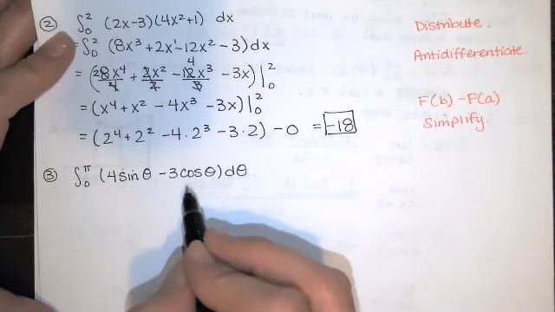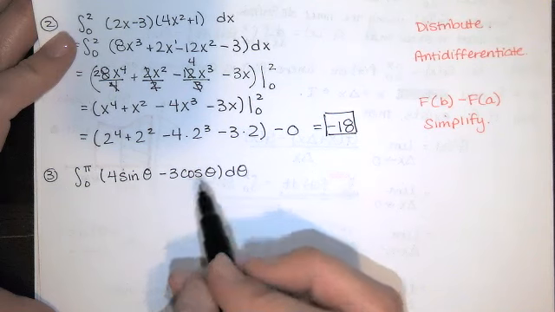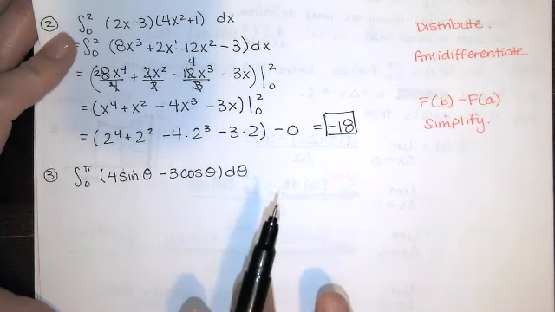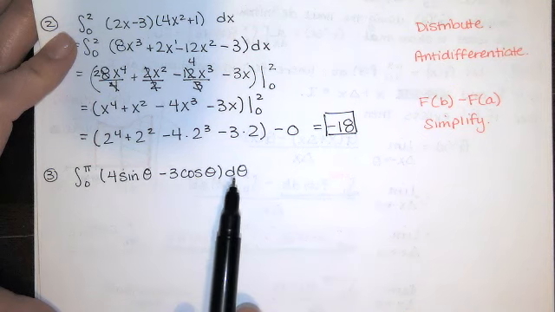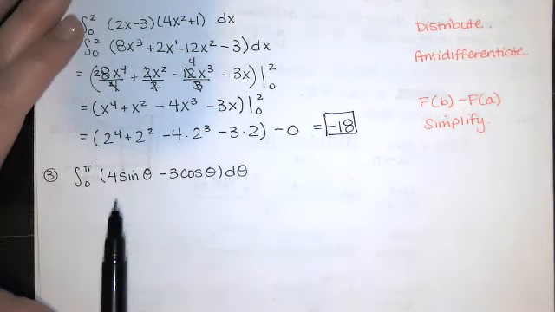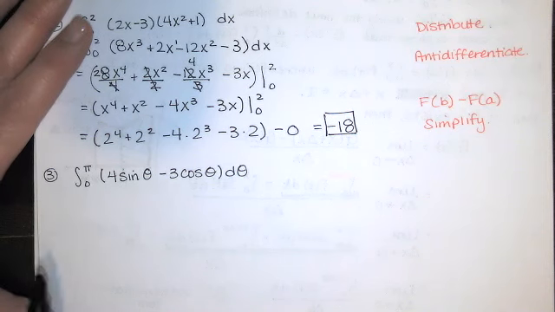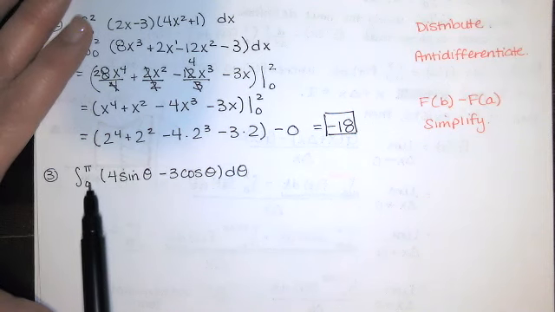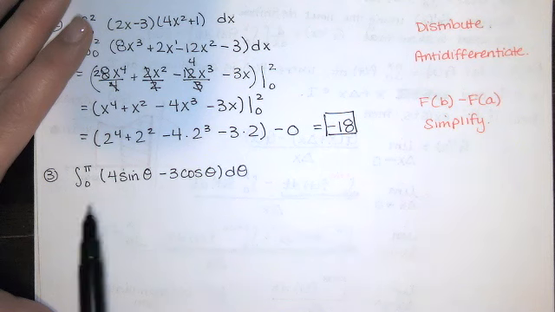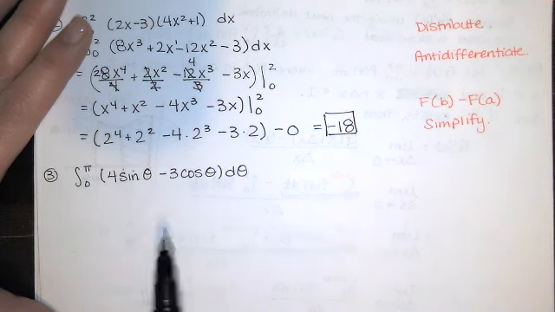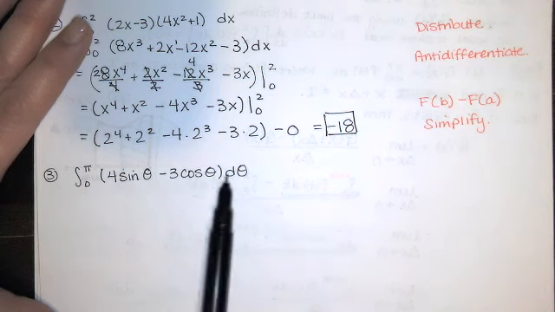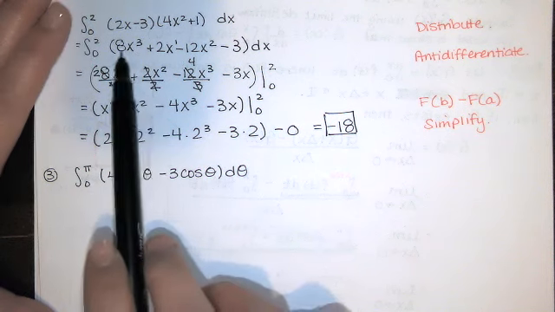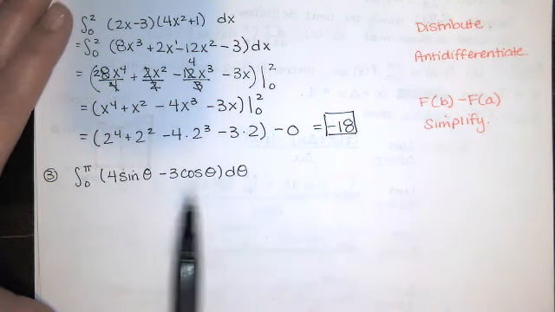Okay, here, I look at this, I say I've got basic rules for that. Do not be distracted by the theta. It's just a dummy variable. It's saying integrate with respect to theta. And I'm using the word integrate now because I've got bounds. This is called a definite integral. This is integration. I always think integration gives me a number. Antidifferentiation gives me a function. But part of integration requires finding the antiderivative.